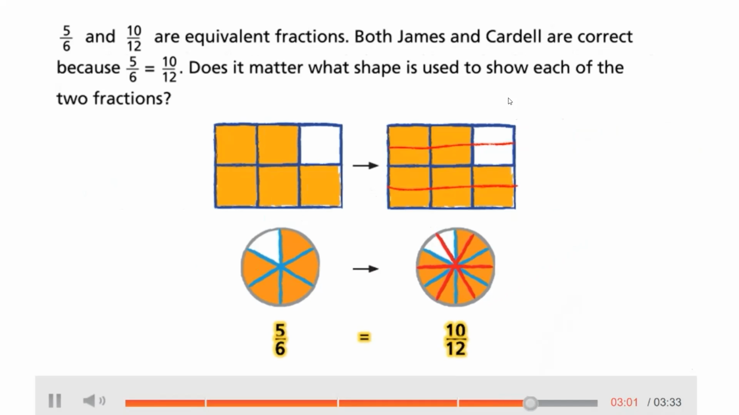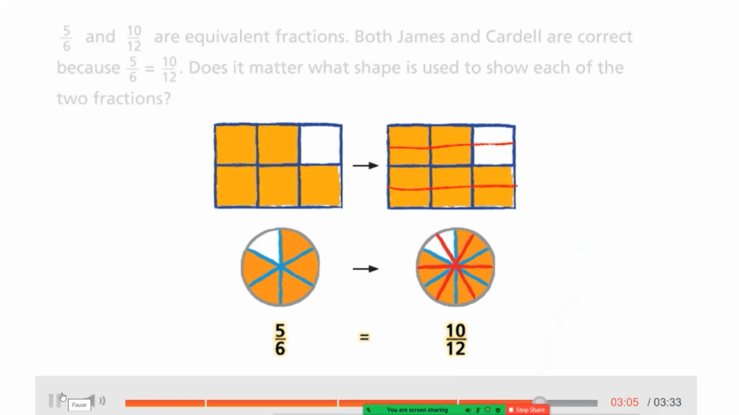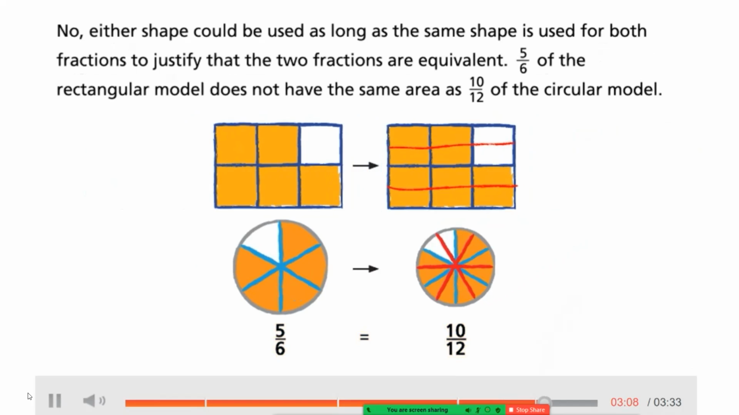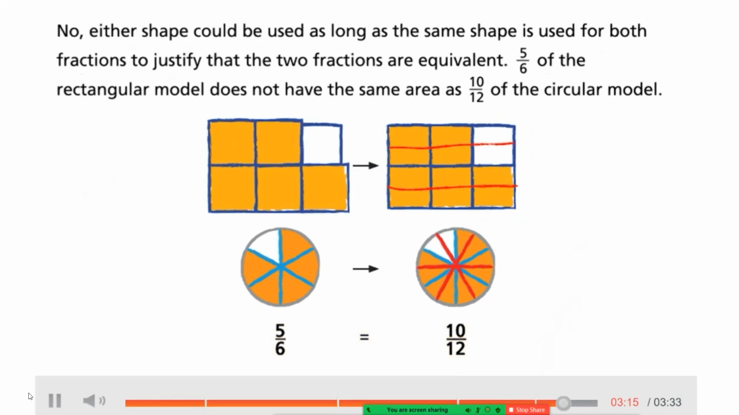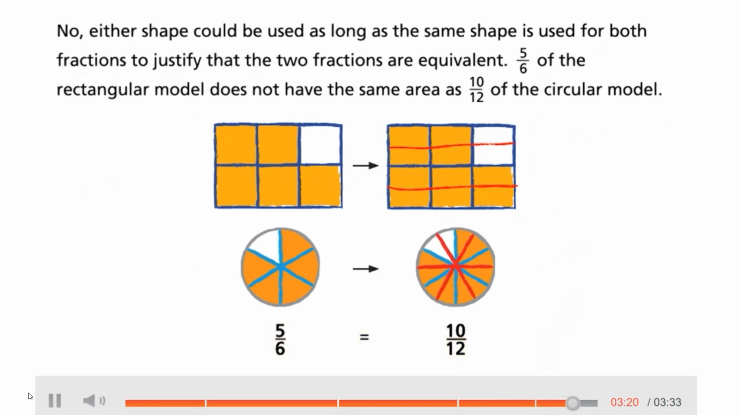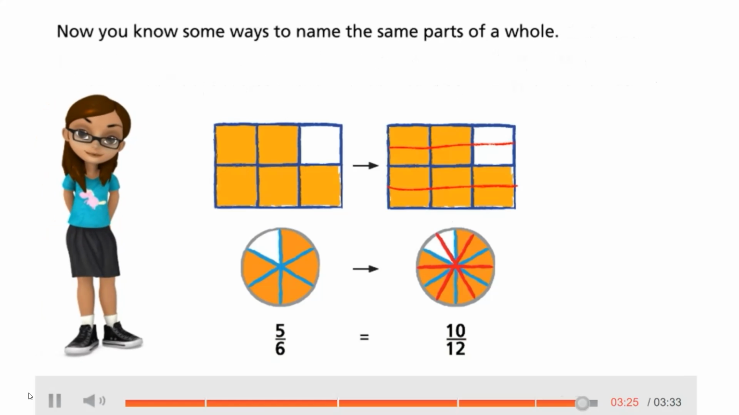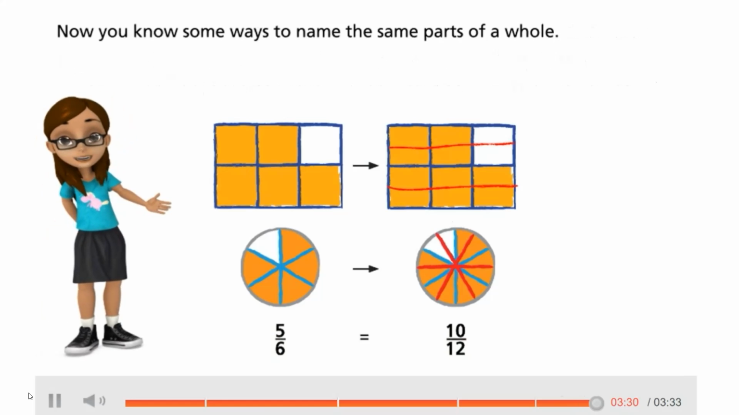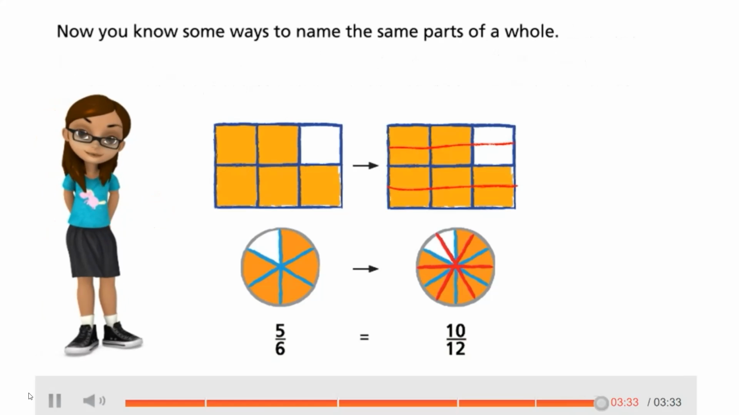Does it matter what shape is used to show each of the two fractions? No, either shape could be used as long as the same shape is used for both fractions to justify that the two fractions are equivalent. 5/6 of the rectangular model does not have the same area as 10/12 of the circular model. Now you know some ways to name the same parts of a whole. I hope you liked working with these fractions.